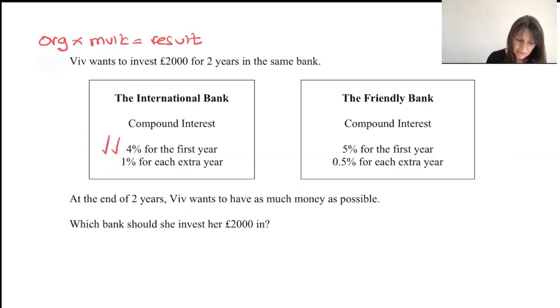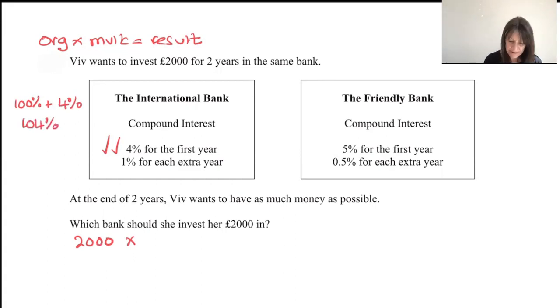Okay, so for the first year, we are investing £2,000 at an interest of 4%. Now the multiplier is 100% plus that 4% in the question, which is 104%. The decimal version of 104% is 1.04. So you pop that into your calculator. All these questions came from a calculator paper and you get 2080.